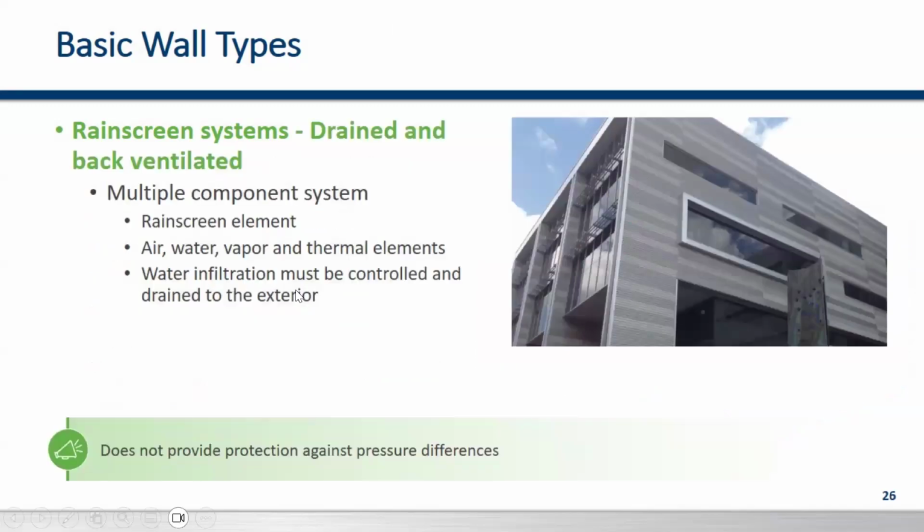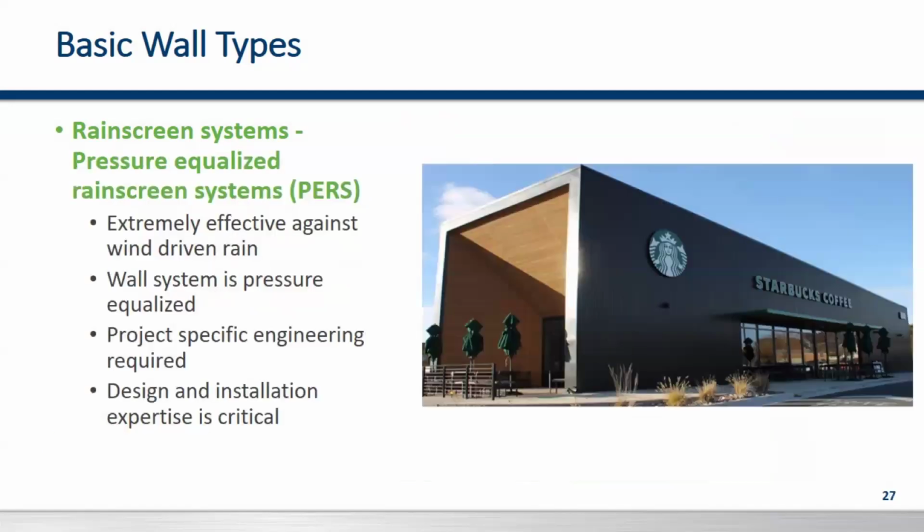Now with Rainscreens, there are two different types. The most common would be your drained and back ventilated Rainscreen that is going to have your air, water, and vapor and thermal elements all built into there, protecting the structure. But one area that it is difficult, area of compromise, would be the pressure differentials. A drained and back ventilated system does not do that. Water that enters behind the exterior rain screen will be filtered and drained out through the bottom of the system.